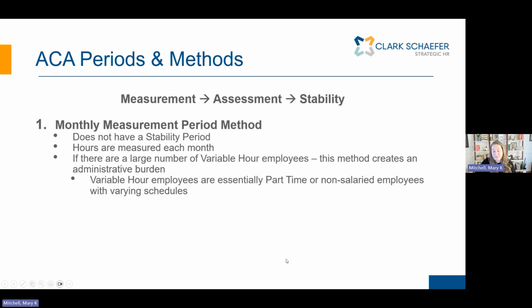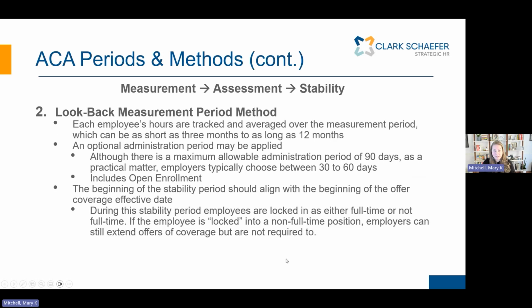The second method, and this is the one that's more commonly used, is the look back measurement period method. Each employee's hours are tracked and averaged over that specific measurement period. It can be anywhere from 3 months to 12 months, right? So you can select how long you want that measurement period to be.